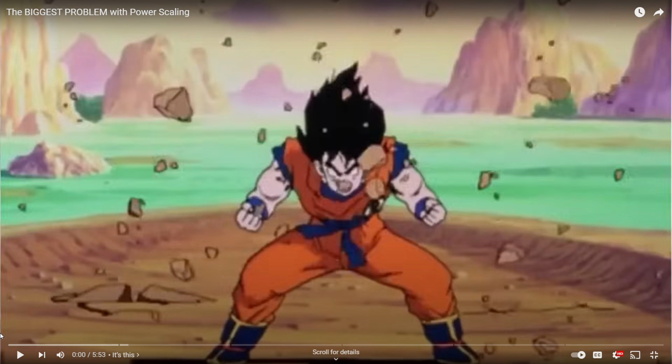Yeah. Today we're gonna be reacting to the biggest problem with power scaling. There's a lot of problems with power scaling. Like, let's say Goku versus Saitama. People will pull up Saitama's most powerful feat, and then for Goku, they just say, "Oh, he has Super Saiyan, he solos." And I'm not like a nerd who power scales, but I'm just gonna say that.